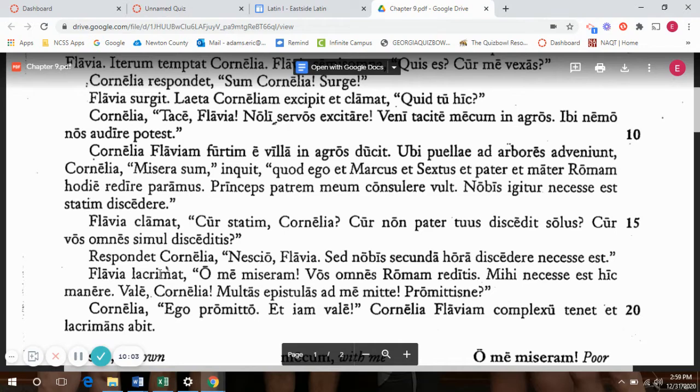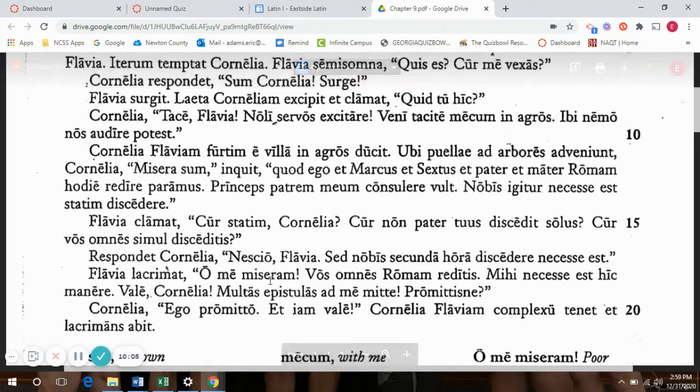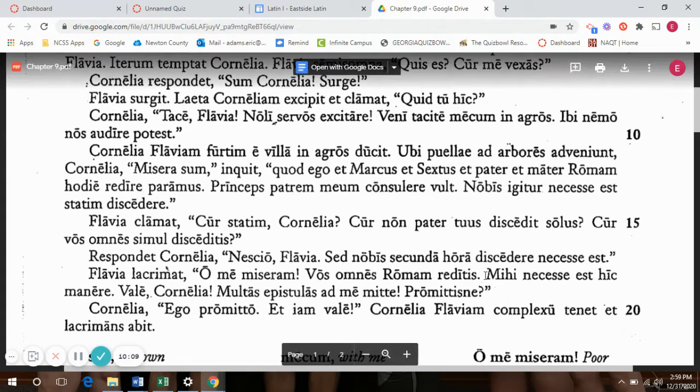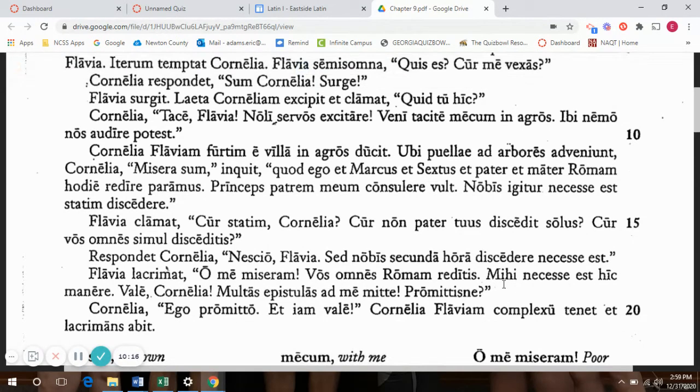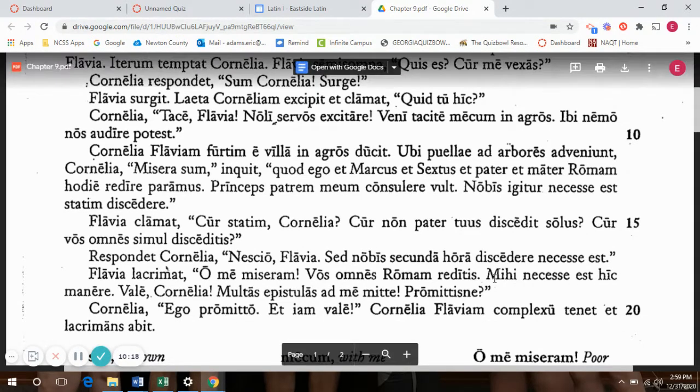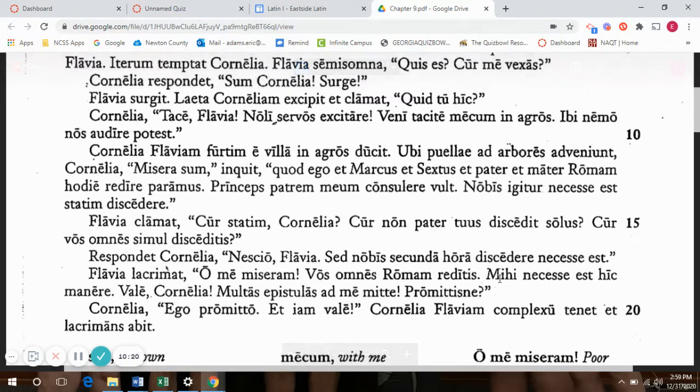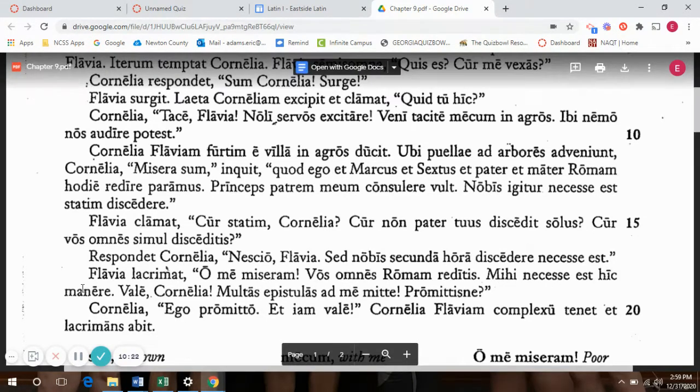Flavia, lacrimat, Flavia weeps, cries, O me miseram, vos omnes Romam reditis, y'all all are returning to Rome. It is necessary, necesse est, for me, another instance of the dative case that we saw, the same way with nobis, and so it's not me, but either for me or to me. So it is necessary for me, manere, to remain, hic, with a long i, here. Vale, Cornelia, literally, be strong, Cornelia, but it's the way that they would say goodbye. And remember, if it were talking to more than one person, it would be valete.